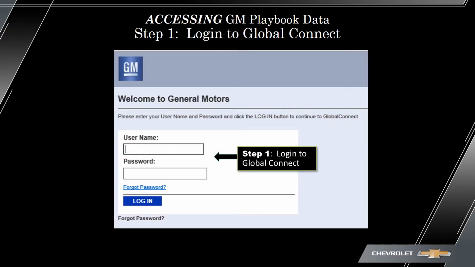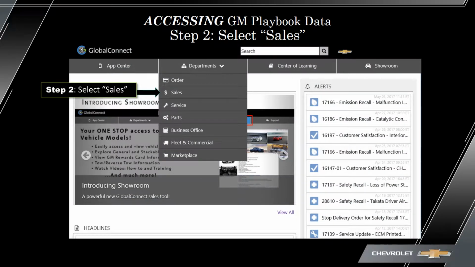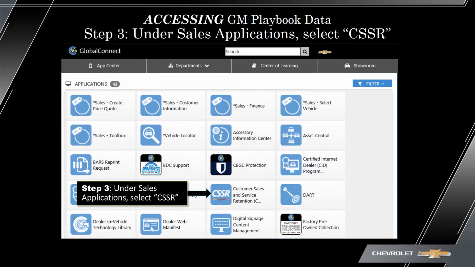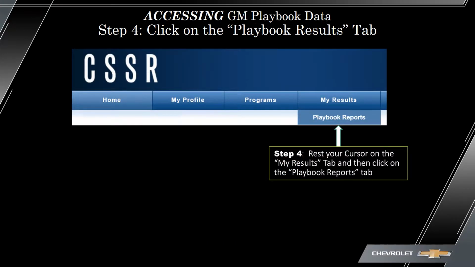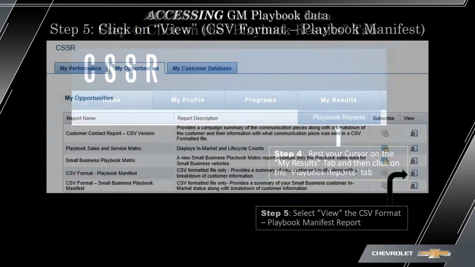Okay, let's look at accessing that GM Playbook data. Step 1, log in to Global Connect using your username and password. Once there, go to the App Center, click on Sales. When you're in Sales, click on CSSR, Customer Sales and Service Retention. You'll then see this screen. Lay your cursor on the My Results option. The Playbook Reports tab will drop down. Click on that Playbook Reports tab.